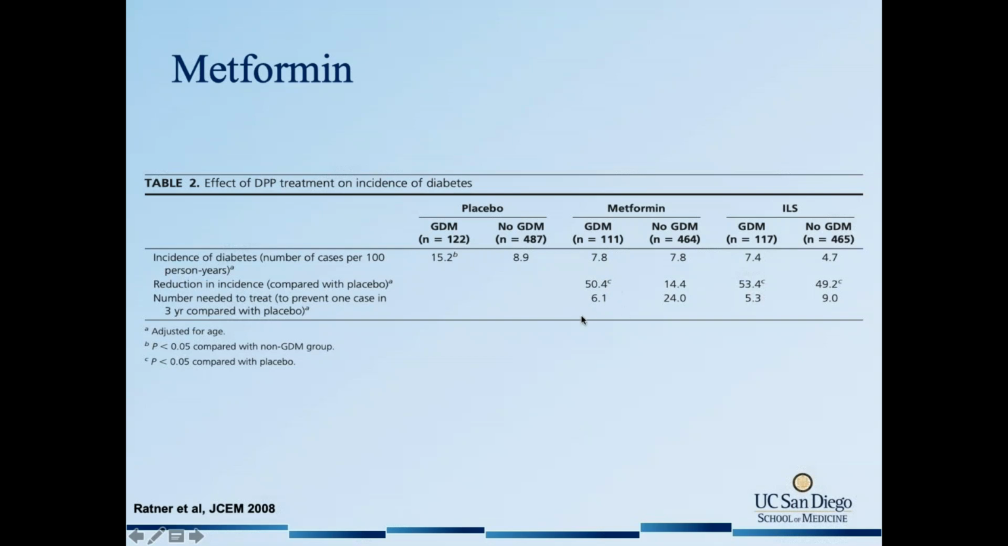So about 6 women who had gestational diabetes need to be treated with metformin to prevent 1 case of type 2 diabetes, and about 5 women treated with lifestyle modification can also prevent the development of type 2 diabetes later in life. So this is quite staggering and powerful information to have for our patients.